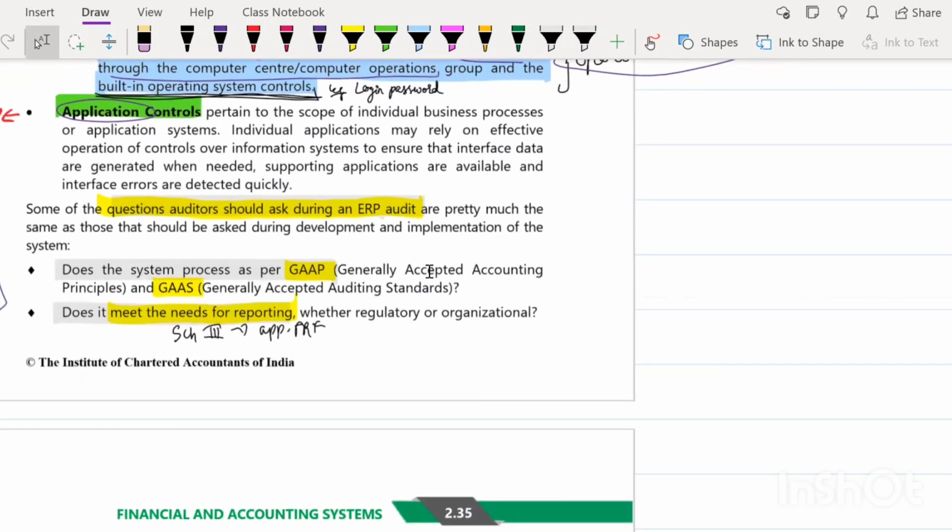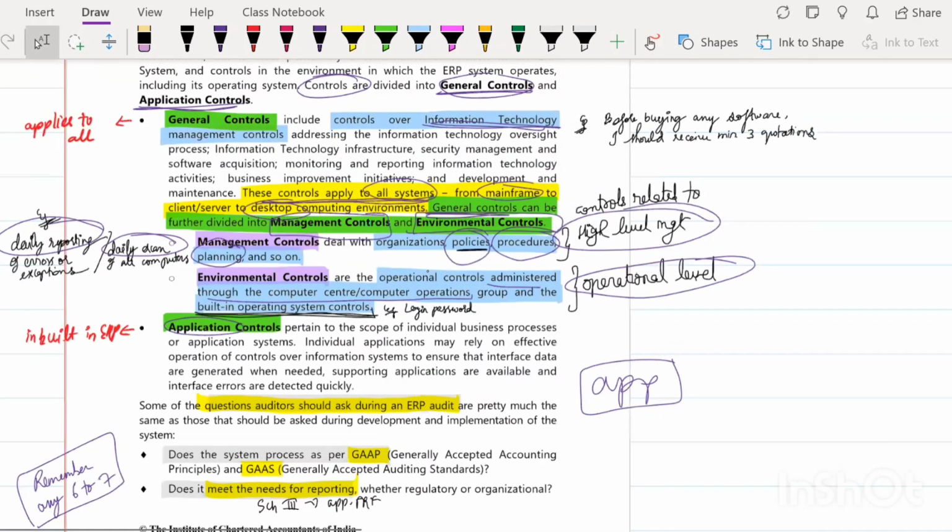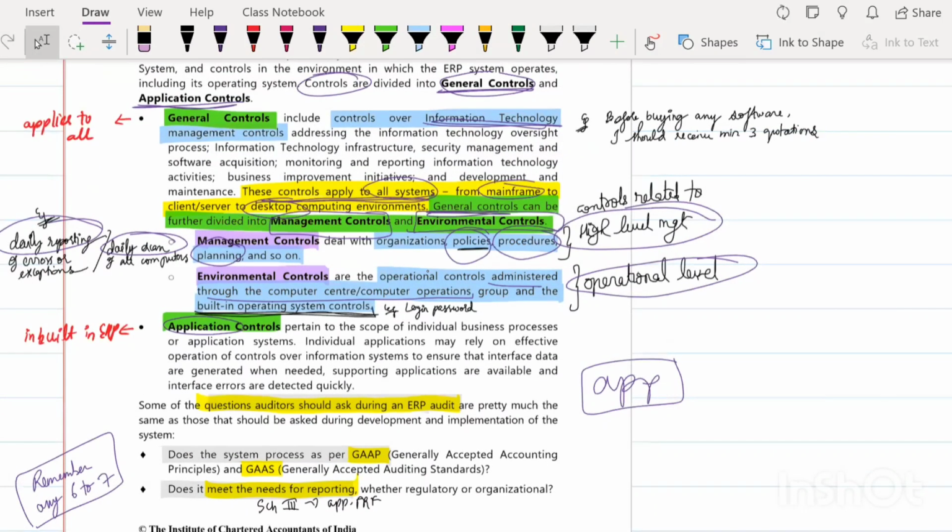Now we'll talk about application controls. So application controls in general means any app specific controls. For example, we can bifurcate general controls as if you want to enter into your mobile. Like the lock screen, whatever controls you have, it may be a fingerprint or it may be a pattern. So if anything like that you have, that is a general control.